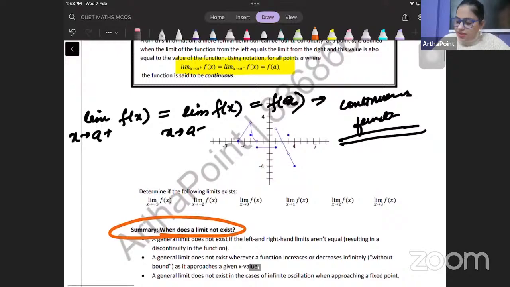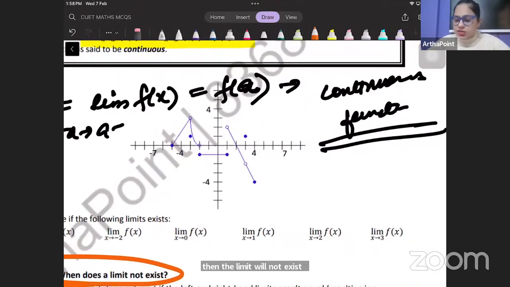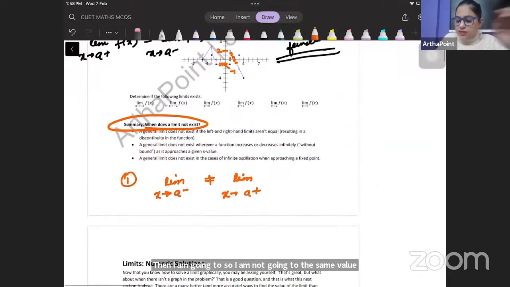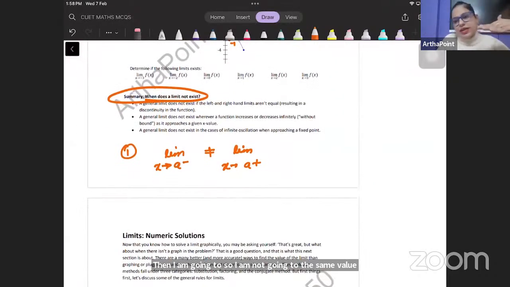जैसे हमने इस ग्राफ में देखा था. Just try to see this graph. When I am going from left hand side, this is x is 1, the value of the function is minus 1. When I am going from right hand side, then I am going towards 2. So I am not going to the same value, na? When I am approaching it from left hand side, अलग आंसर आ रहा है.